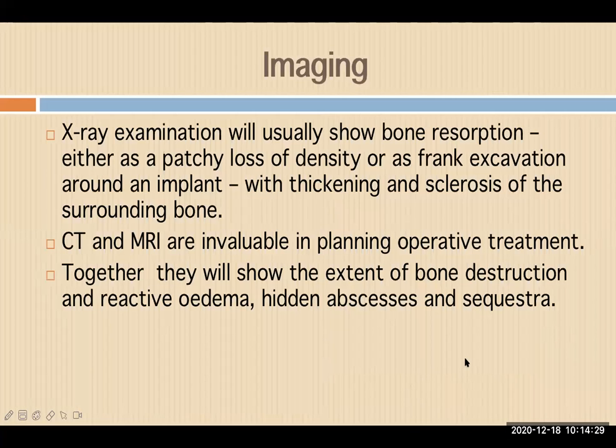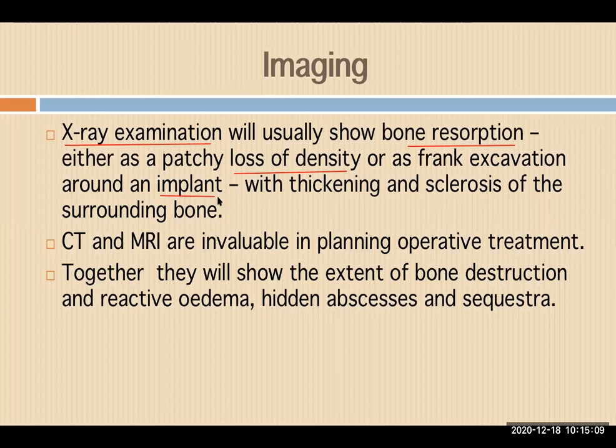Now, with this, a little bit of description regarding the imaging. What are the important imaging studies we do in case of chronic osteomyelitis diagnosis? X-ray is done first because it is a very easy type of investigation and easily available also. It usually shows bone resorption, either as a patchy loss of density or as a frank excavation around an implant. Now, if this implant is infected, definitely in that area there will be bone infection. And remember, if this implant is infected, we need to take it out.